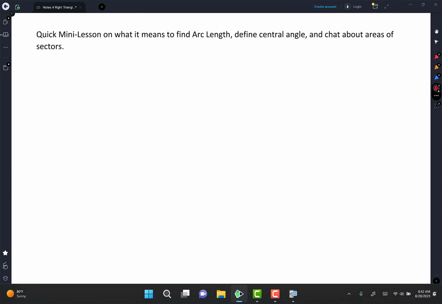We'll do it here really fast. What it means to find arc length, define central angle, and chat about it. Okay, so what do we mean by arc length? And don't worry, we'll go fast. Arc length is like if I want to know what this is in sky blue. If I want to know that distance, that's arc length, and we're going to call it letter S.